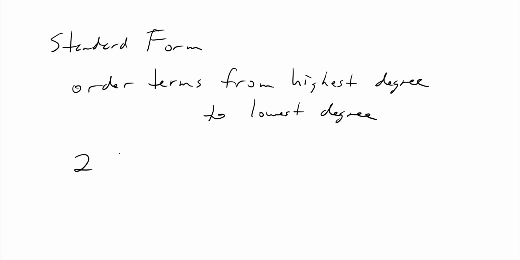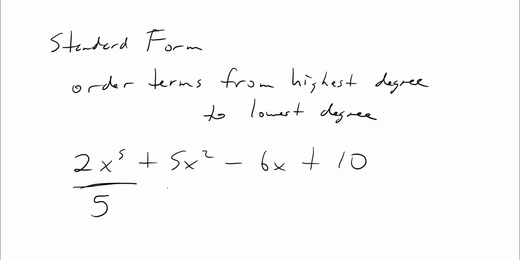Let's just start with just a regular variable. So if I say 2x to the, well, let me put one in order first. So 2x to the 5th plus 5x squared minus 6x plus 10. That is in standard form. It's the highest degree, which is degree 5, goes down to degree 2, goes down to degree 1, and then degree 0. Okay? So highest to lowest, that's what standard form is all about. Pretty easy. As long as you understand what the degree is, you're good to go.